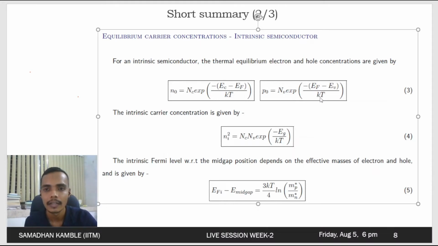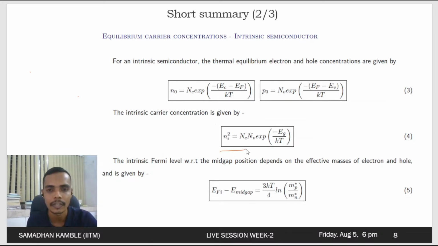Fermi level. The intrinsic carrier concentration is also given by this particular relation, in which Ni square is given as Nc Nv times exponential of minus Eg by KT, where Eg is the band gap, K is our Boltzmann constant, and T is temperature in Kelvin.